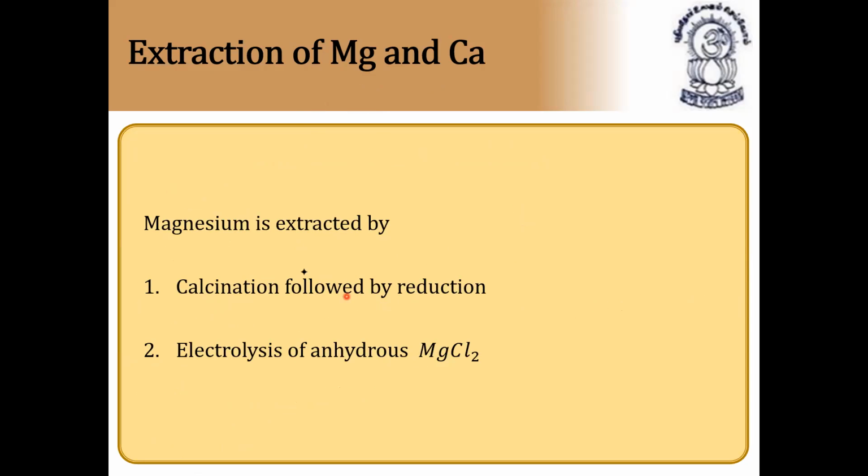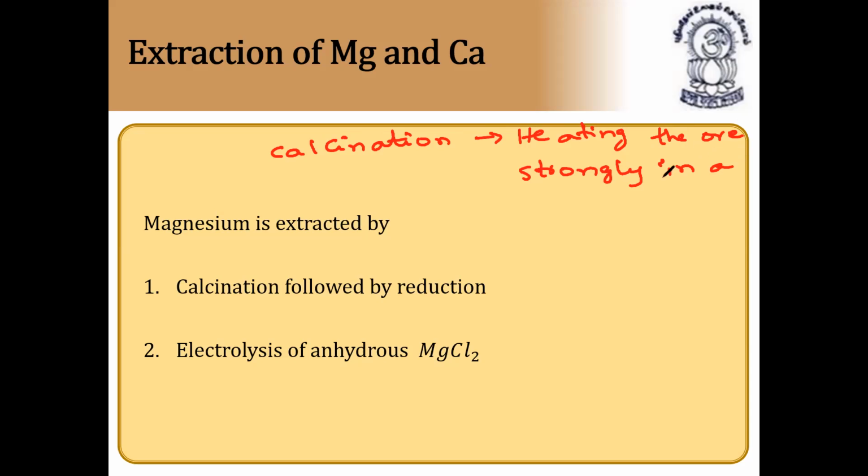So what is calcination? I'm writing it here because you will be knowing it in second year. Calcination is a process in which the ore is heated strongly in a limited supply of air. A limited supply of air is called calcination.